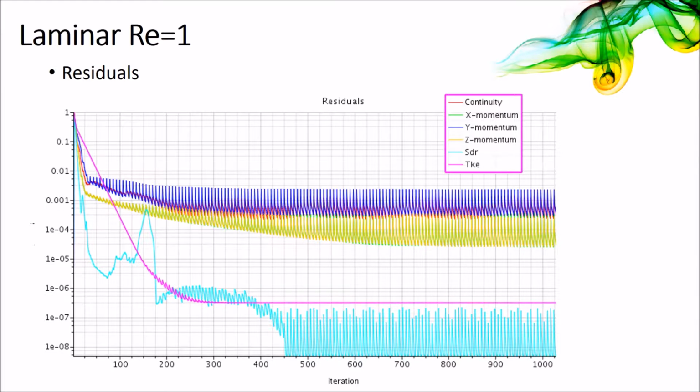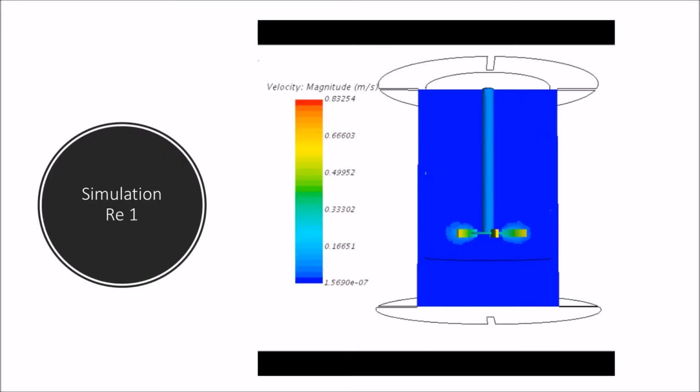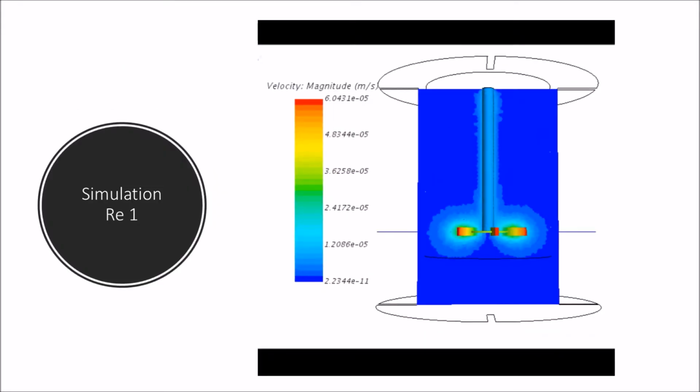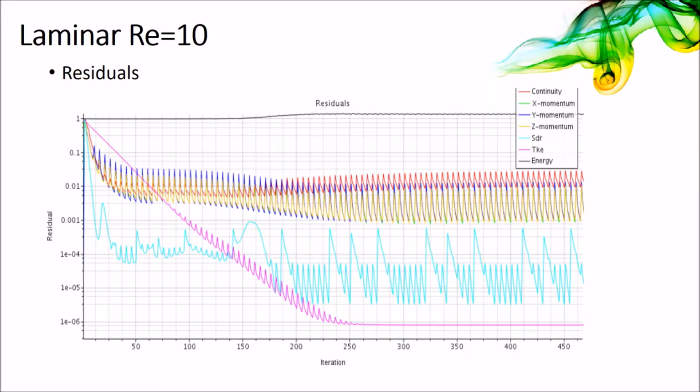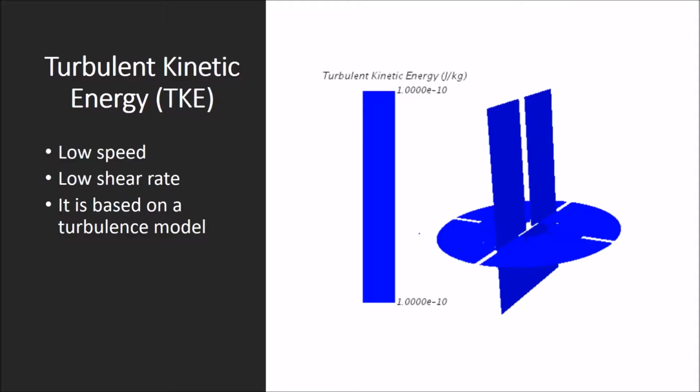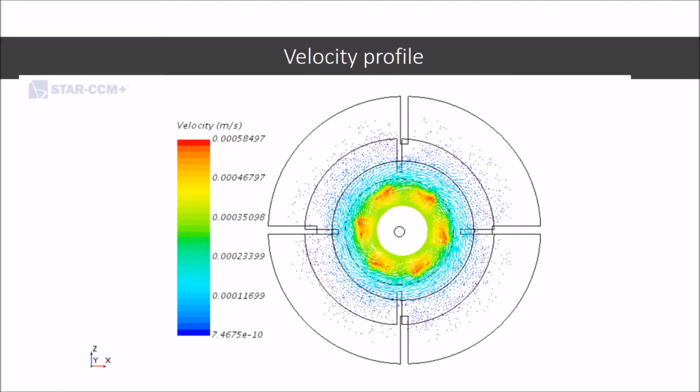In laminar, we have a Reynolds of 1, and as you can see, the TKE stays very constant because there is not much turbulence. The simulation can be seen here. Now this is also laminar, with a Reynolds of 10, and the residuals for the TKE also stay constant. In the velocity profile, it can be seen that in the corners of the impeller the velocity is at maximum speed.